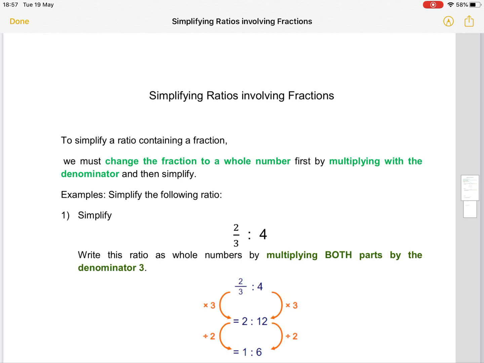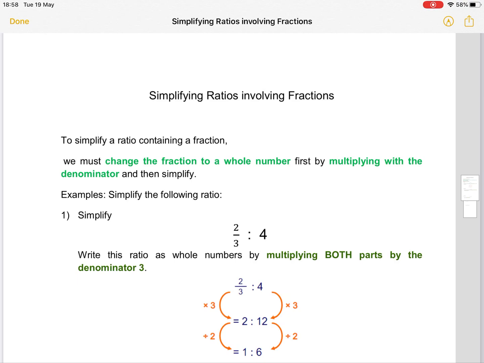Now, to simplify a ratio containing a fraction, we must change the fraction to a whole number first, okay? And then simplify. Because simplified ratios don't have fractions, they contain only whole numbers. So when we have fractions in ratios, first we need to change the fraction to a whole number. And we do this by multiplying with the denominator. If we multiply with the denominator, then we would end up with a whole number. Why? Because denominators cancel, alright? And then simplify the answer.